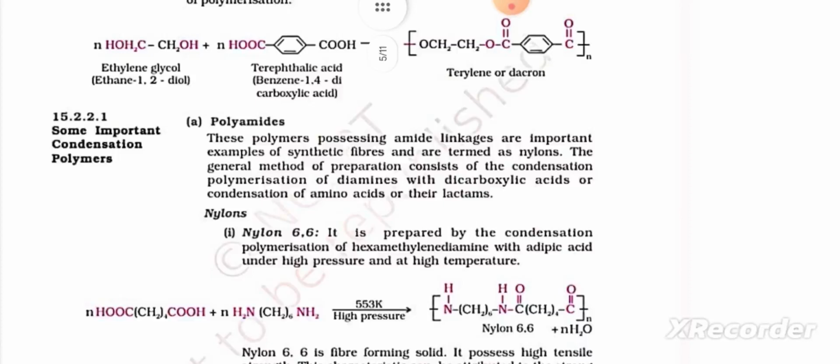Section 15.2.2.1. Some important condensation polymers. First is polyamides. These polymers possessing amide linkage are important examples of synthetic fibers and are termed nylons.